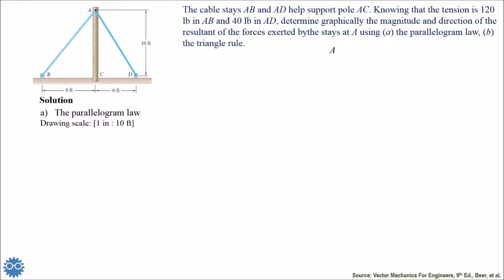help support pole AC. So we have the pole which is supported by two cables AB and AD. Knowing that the tension is 120 pounds in AB and 40 pounds in AD, determine graphically the magnitude and direction of the resultant of the forces exerted by the stays at A using the parallelogram law, triangle rule. So we'll start with the parallelogram law.